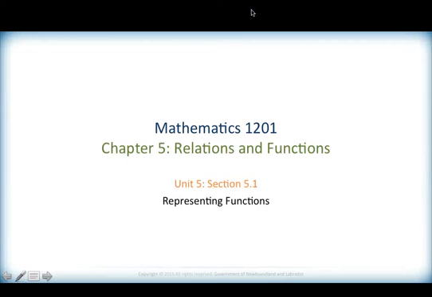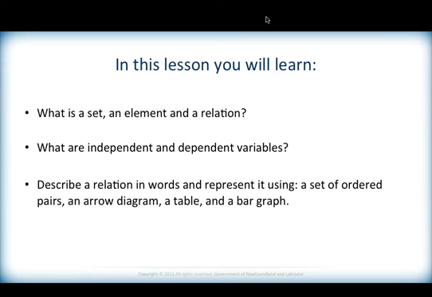In this lesson, we will cover section 5.1, representing functions. In this lesson, you will learn what is a set, an element, and a relation, what are independent and dependent variables, how to describe a relation in words and represent it using a set of ordered pairs, an arrow diagram, a table, and a bar graph.